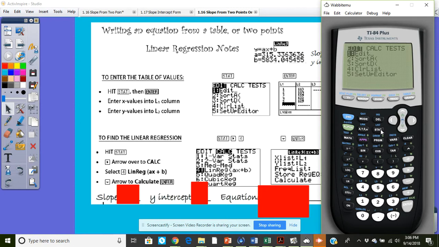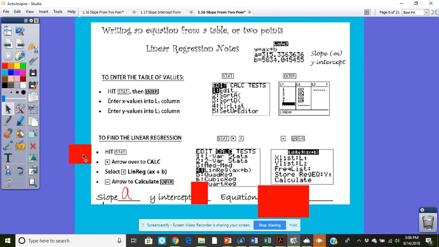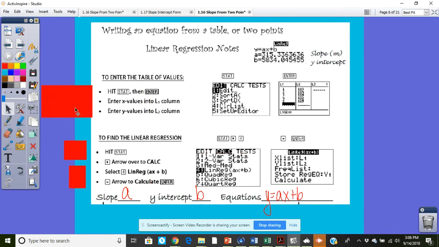You're going to go to stat, just like we did when we ordered numbers, and enter. But this time, you're going to put your x values in L1, list 1. Then if you hit the arrow over button, you're going to put your y values into list 2. I'll show you the rest of the steps when we do one of these and we can walk through it. In your calculator, slope is represented with an A, y-intercept is represented with a B, and your equations are in the form y equals ax plus b.